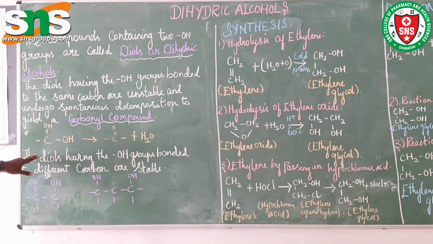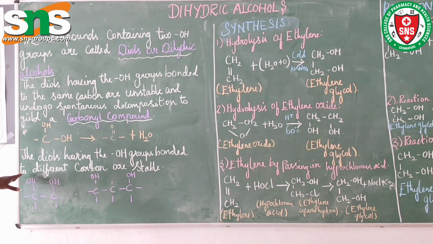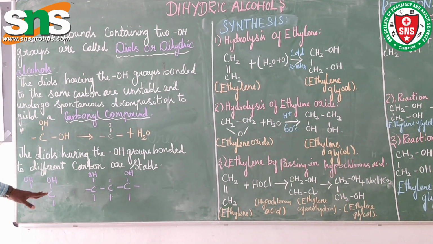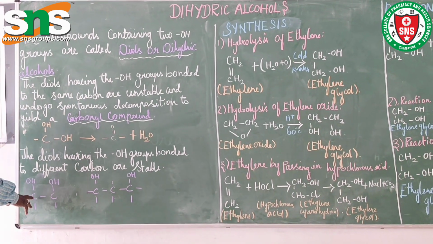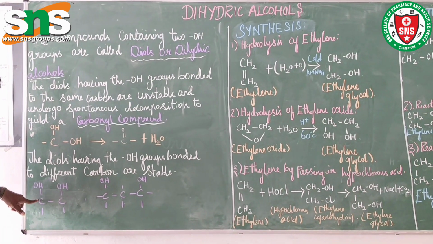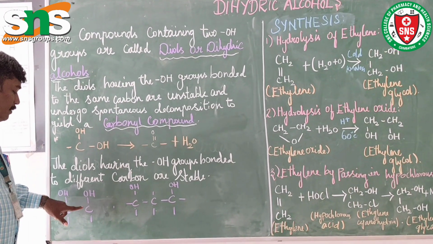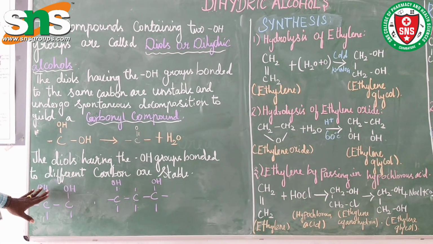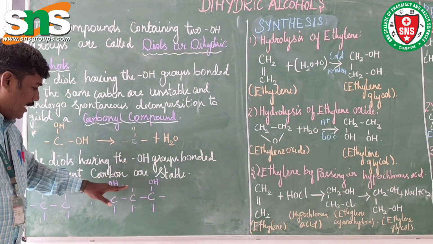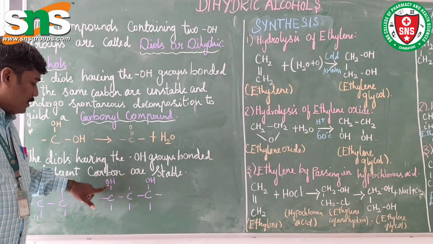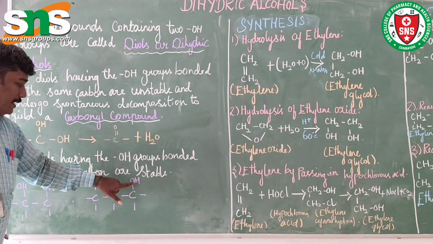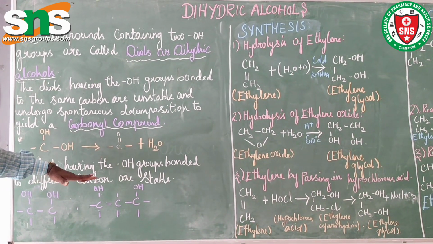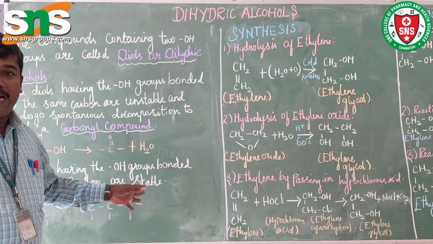The diols having hydroxyl groups bonded to different carbon atoms will be stable. Here we will find examples. Here one hydroxyl group is attached to one carbon atom, and another hydroxyl is attached to another carbon atom, at the first and second positions. In another example, the hydroxyl group is attached to the first carbon atom and the other hydroxyl group is attached to the third carbon atom. So this is about dihydric alcohols or diols.